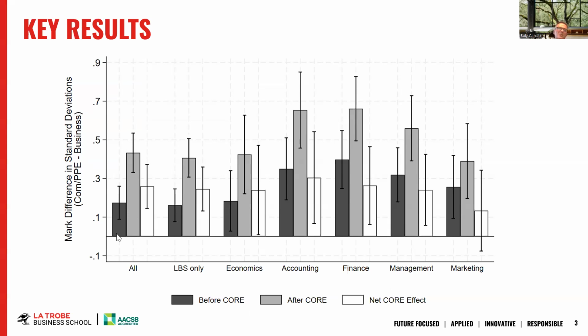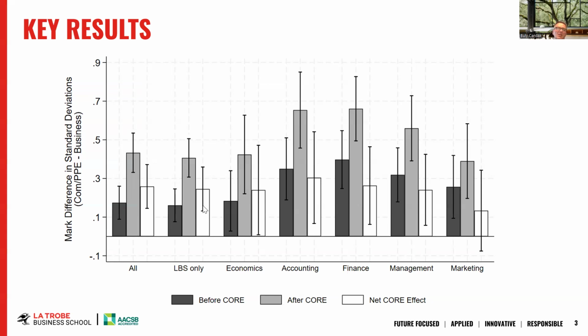And so the difference in difference approach compares those two, takes the difference between those two bars, and we plot the white bar as that difference in differences. And what we find is for most subject areas, students in the commerce and PPE degrees did better on average after we introduced the core economics subject. The only area where we didn't find a difference was in the marketing area. And the difference is about 0.25 to 0.3 standard deviations.